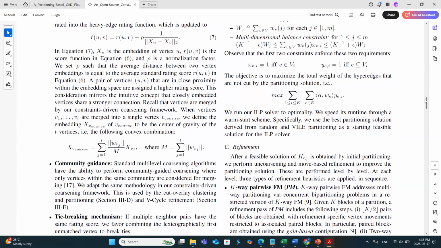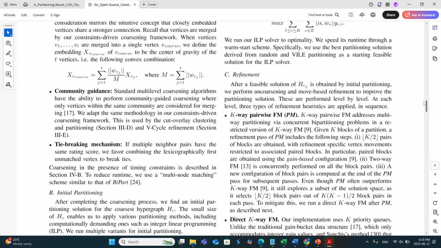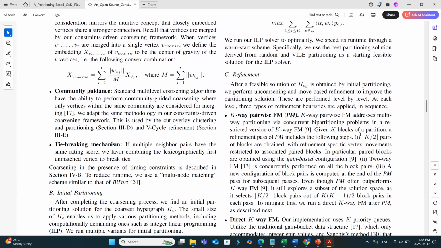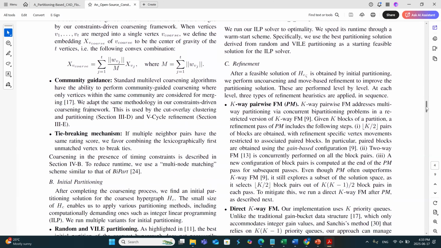This one, I think I have to actually go back. This is pretty weird. And they talk about it later. So they have something called community guidance and cut overlay partitioning that I'll try to explain a little bit later.